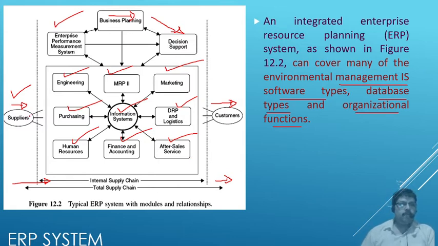Suppose some supplier is supplying you material. Maintain that you will have a separate purchase software, which is managed by the purchase department. Then the engineering section: engineering-related information is managed in the engineering software. Then material requirement planning. If any raw materials are needed, MRP means material requirement planning.